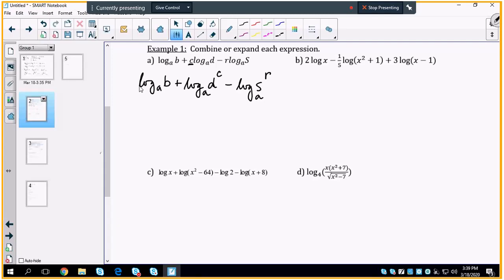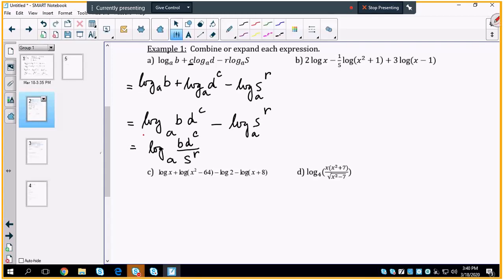The first two, I can combine them using the product rule and say that this is log of b times d to the power c to the base a minus log of s to the power r to the base a. And then I can combine them using the quotient rule. So log of the first one, b times d to the power c, is on the top. The second one, which is s to the power r, is on the bottom, and the base is a. And that will be 1 logarithmic term, my final answer after the combination of 3 logarithmic terms.